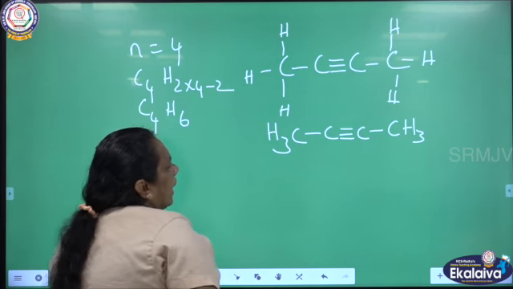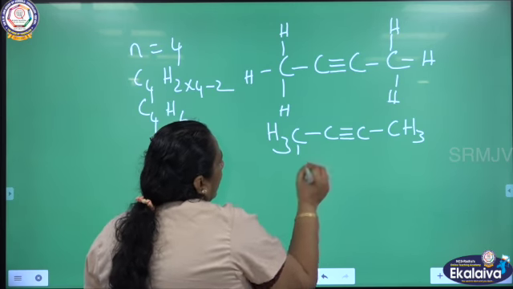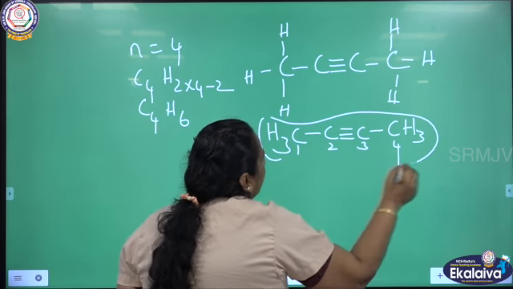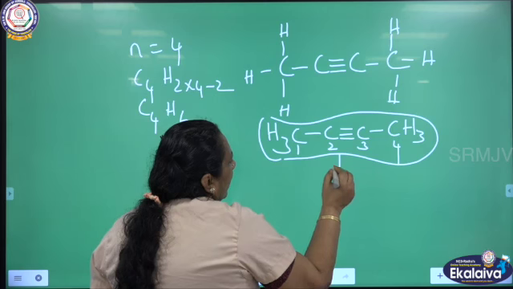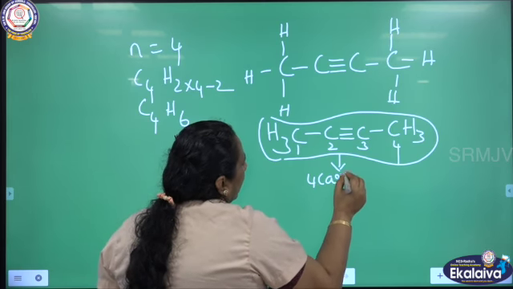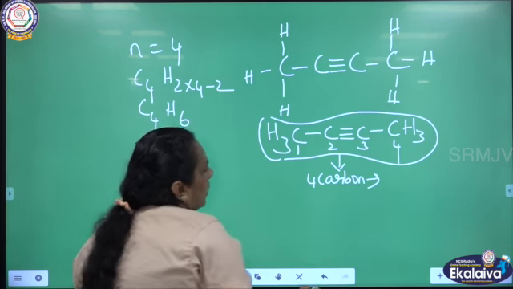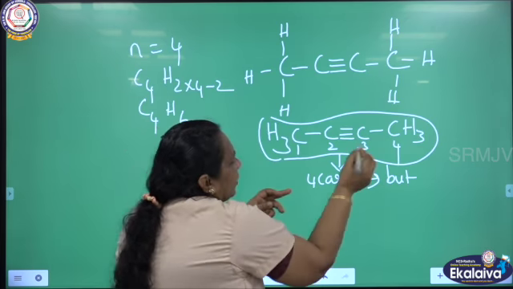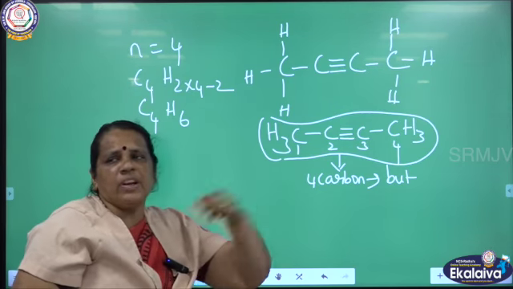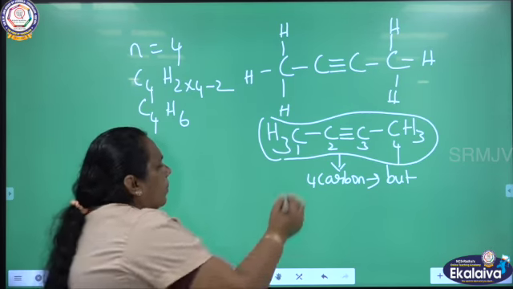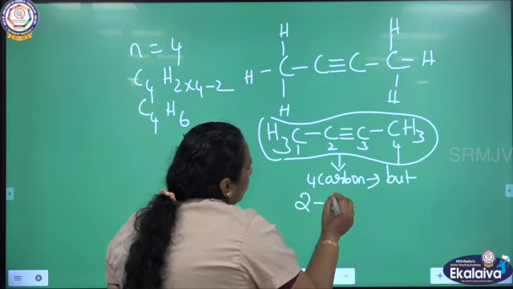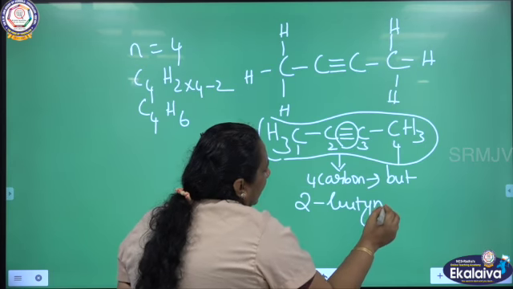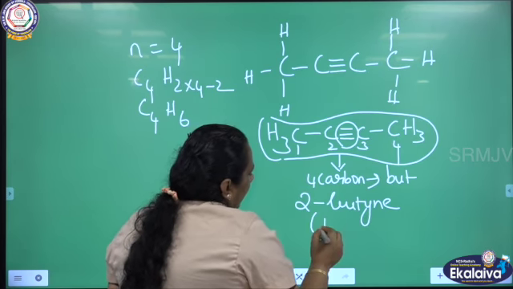See here, how will you name the compound? Number 1, 2, 3, 4, either way. Who is the parent here? There are 4 carbons, so the root word is but. See the position of the triple bond. The position of the triple bond is between 2 and 3. What is the starting point? 2 is the starting point. What is the root word? You write but. For a triple bond, what is the IUPAC ending? Yne. So 2-butyne is the IUPAC name.